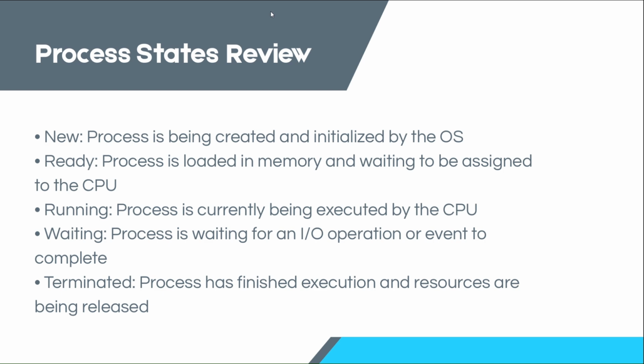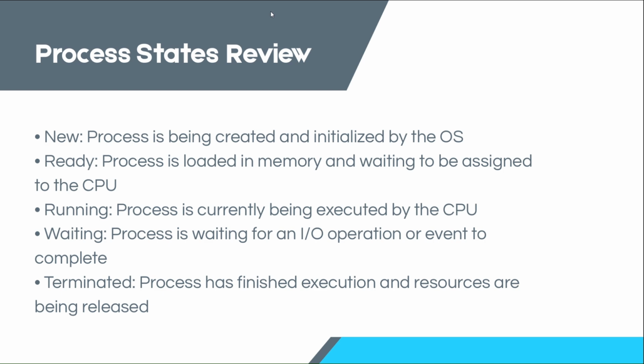Sometimes it needs to perform an input output operation such as reading a file, downloading data from the internet, or waiting for user input. In that case, the process moves to the waiting state, also called the blocked state. While the process waits for the input output operation to finish, the CPU is free to execute another process. This is one of the major reasons why context switching improves CPU utilization.